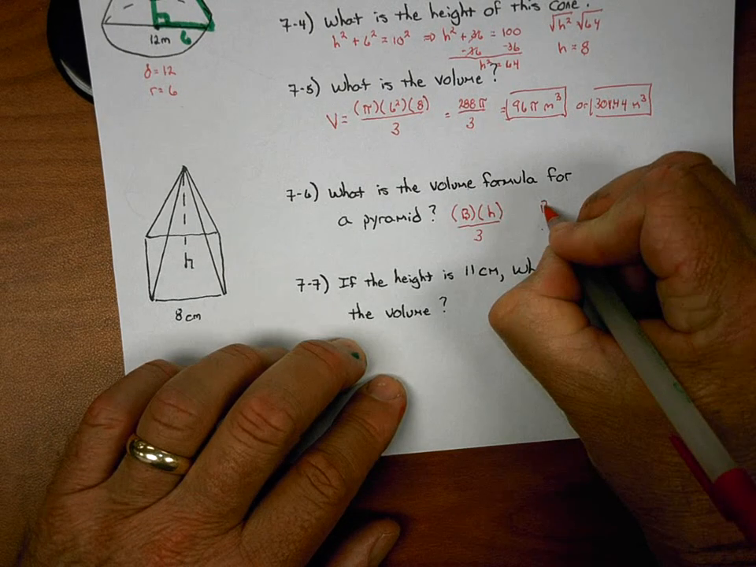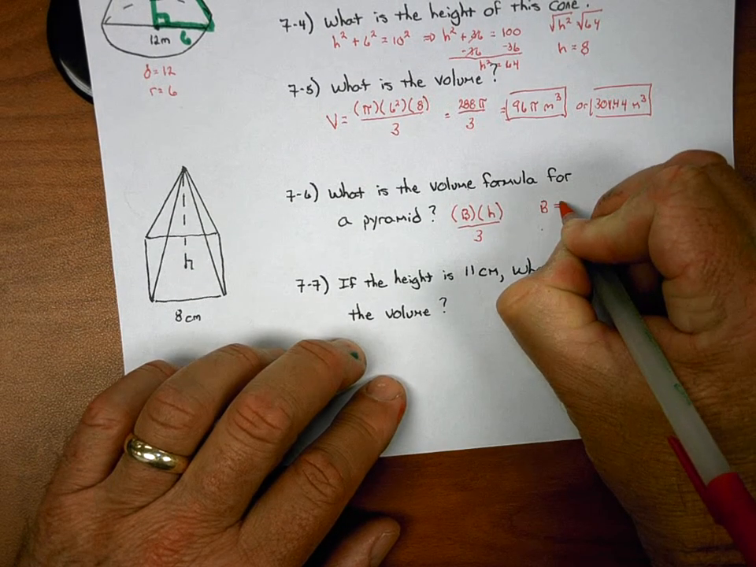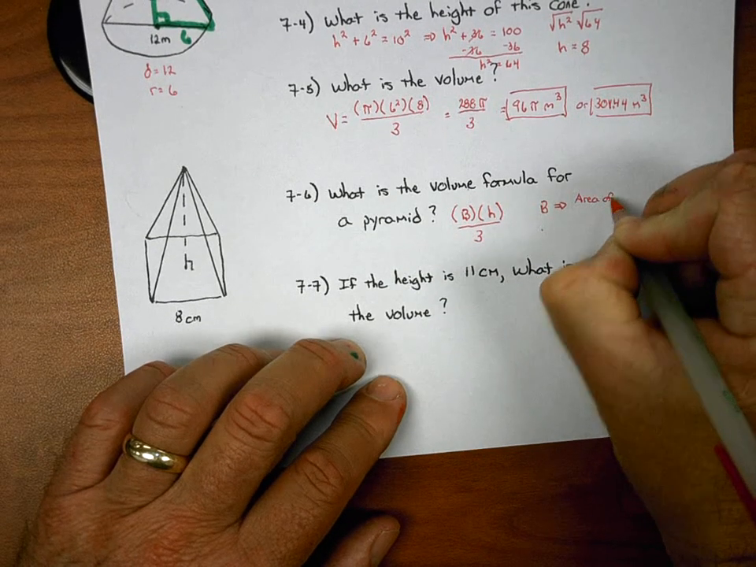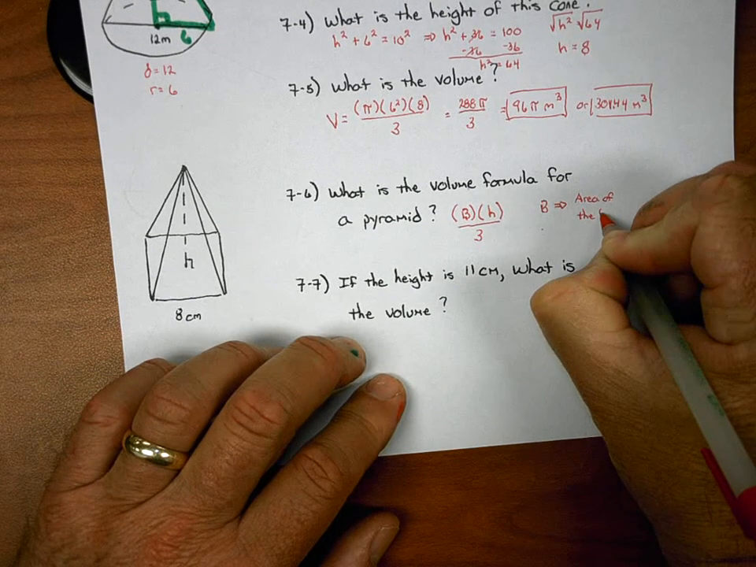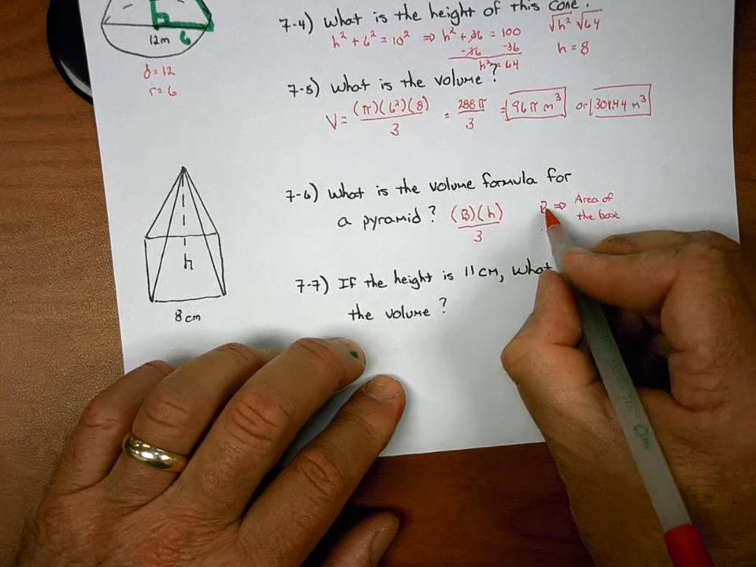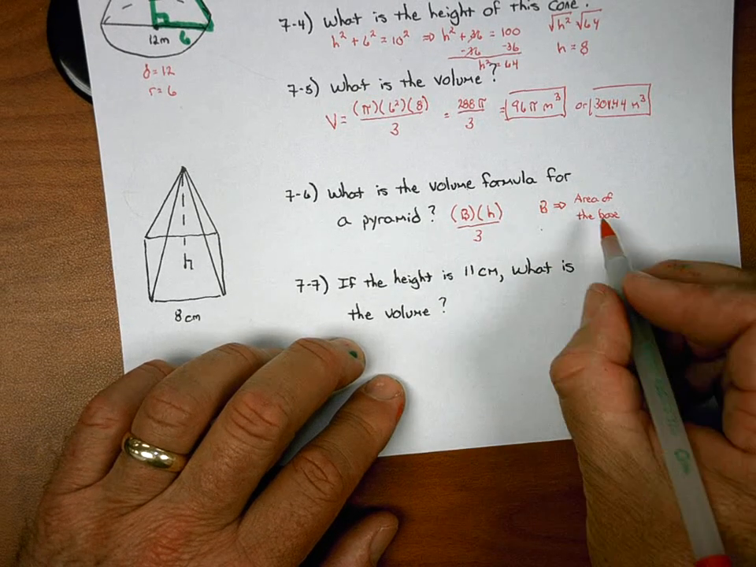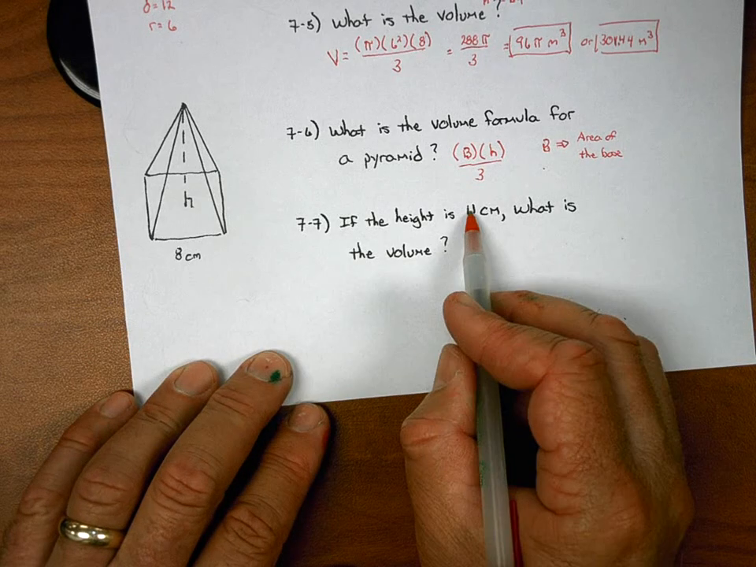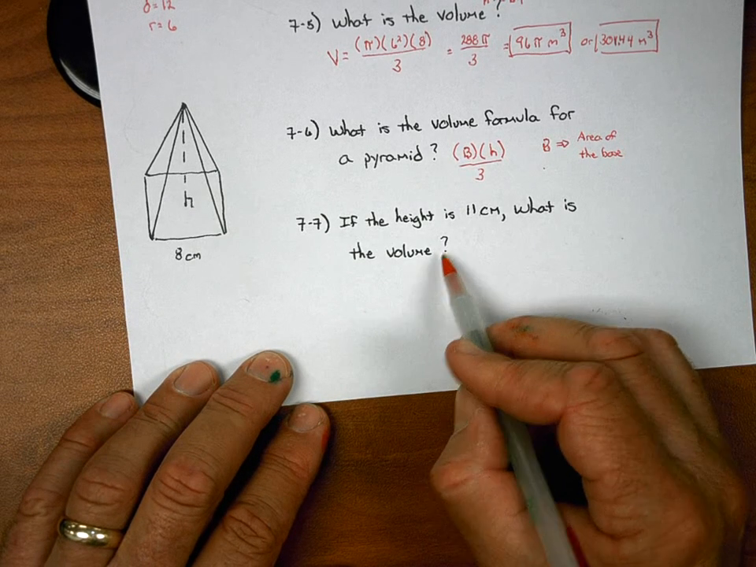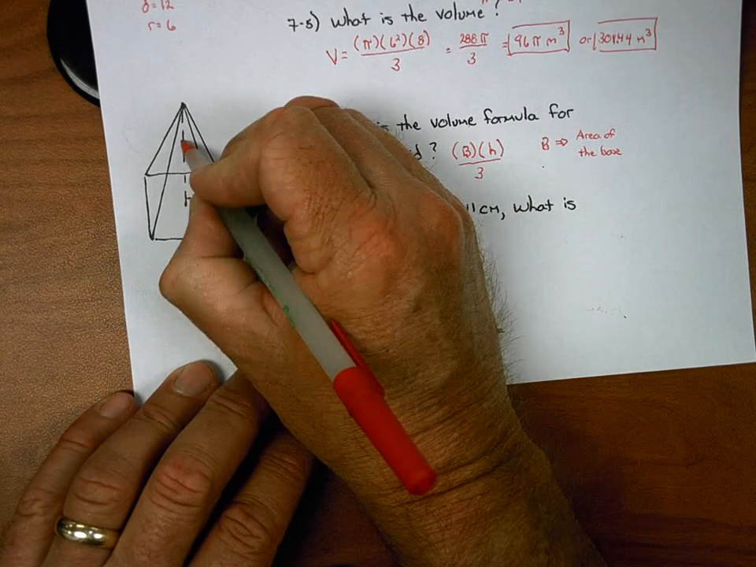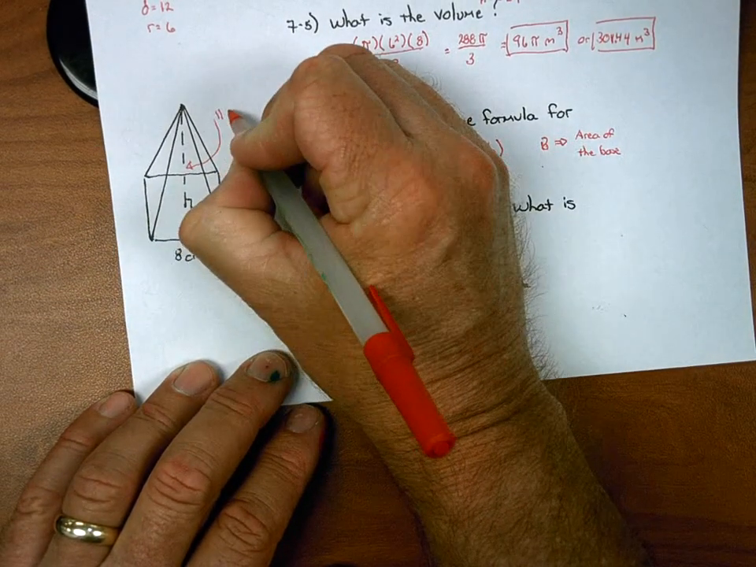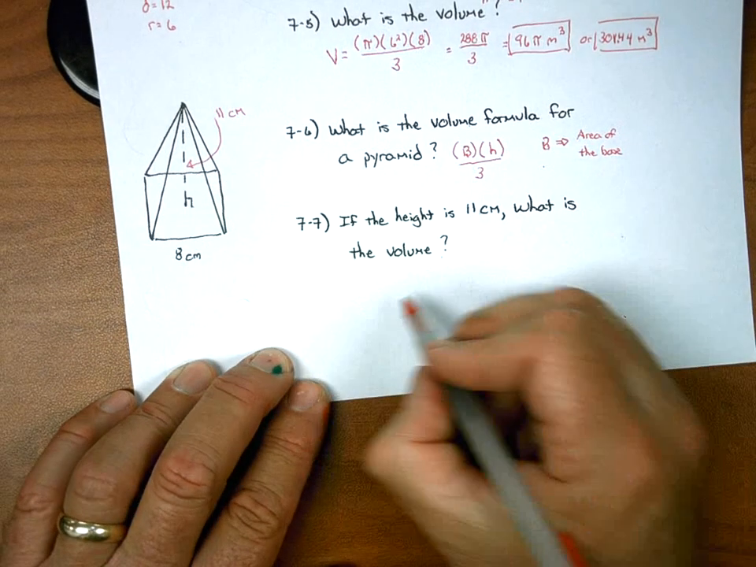And I'm going to write this over here because this is a very common mistake. Capital B stands for the area of the base. Okay, pet peeve of mine, it drives me crazy when people say, oh, B is the base. No, it's a capital B, area of the base. Okay, so now in 7-7 it says, if the height is 11 centimeters, what is the volume? Okay, so we were just told that the height right here, and I'm going to draw a line going in there, is 11 centimeters. Okay, so I'm going to find the volume.